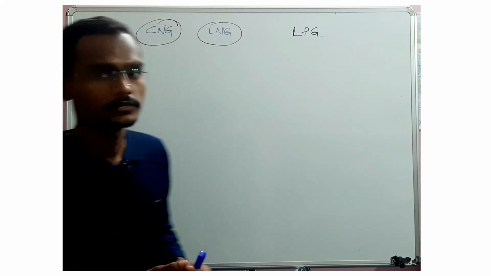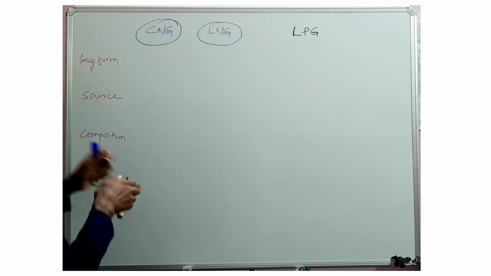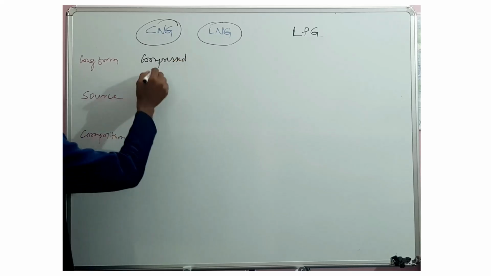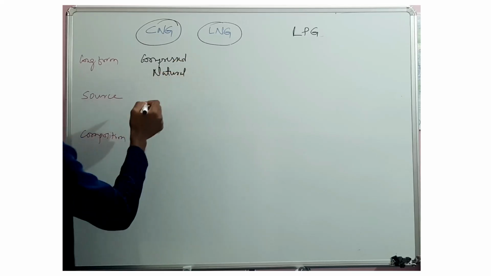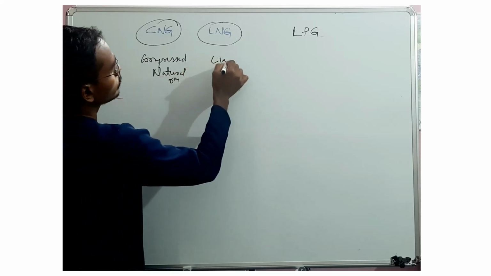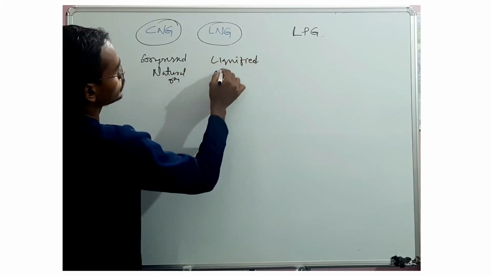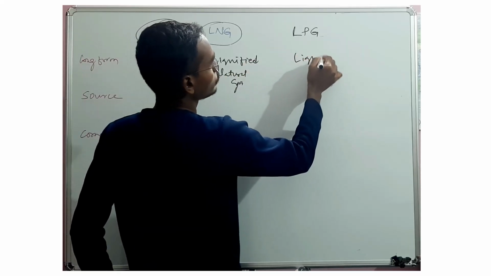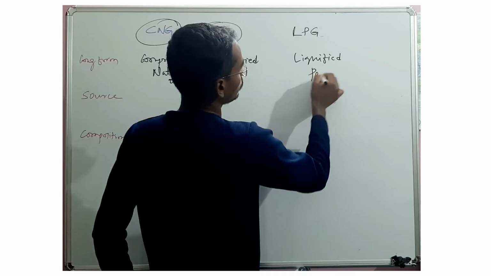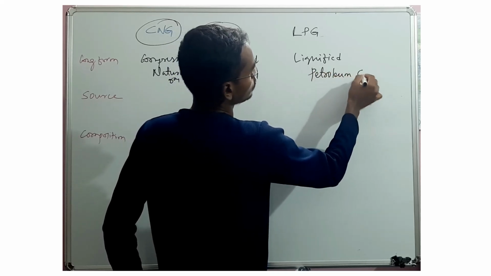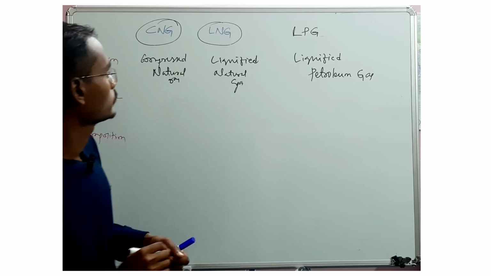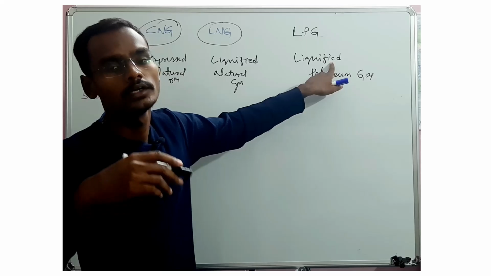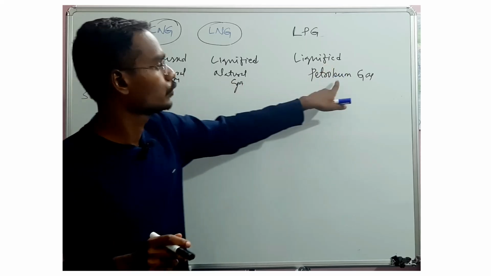I will sum up the whole content of this video like this. One is the long form. What is this? Compressed natural gas. This is liquefied natural gas. This is liquefied petroleum gas. I think this is clear. Why liquefied? Because we turn the gas into a liquid. Why natural gas? Why petroleum gas?